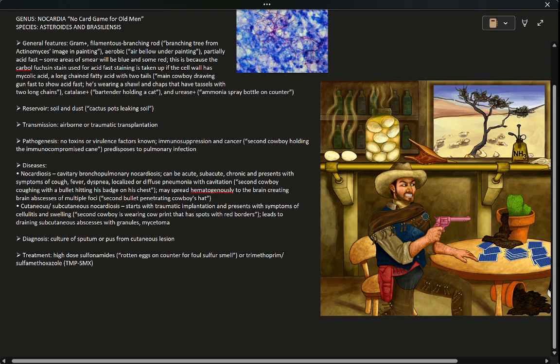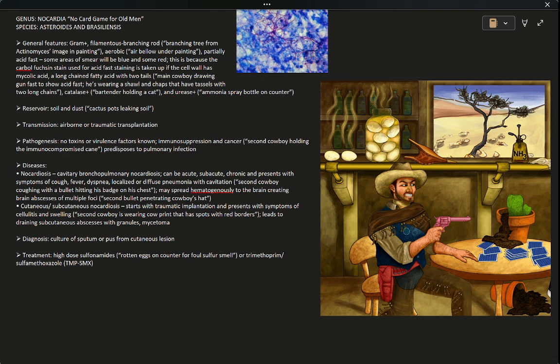So this is the main cowboy. And he's wearing a shawl and chaps that have tassels. That is supposed to represent the two long fatty acid chains with the two tails. And then that is supposed to represent the situations where the cell wall has mycolic acid, which again is a long-chain fatty acid with two tails. And then, most importantly, this bacteria is catalase positive and urease positive.